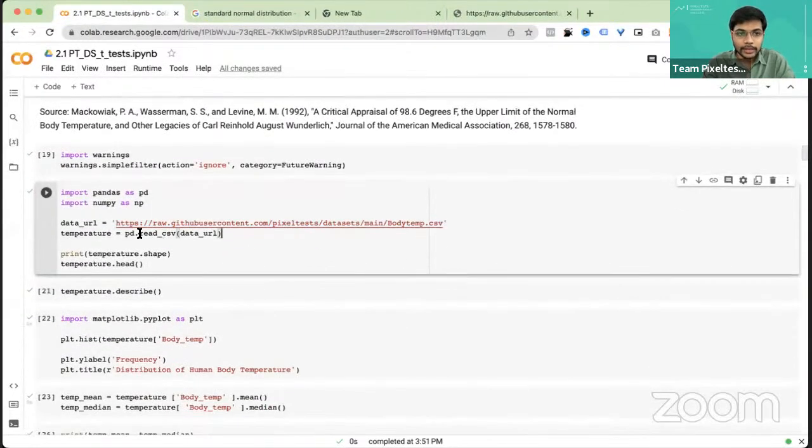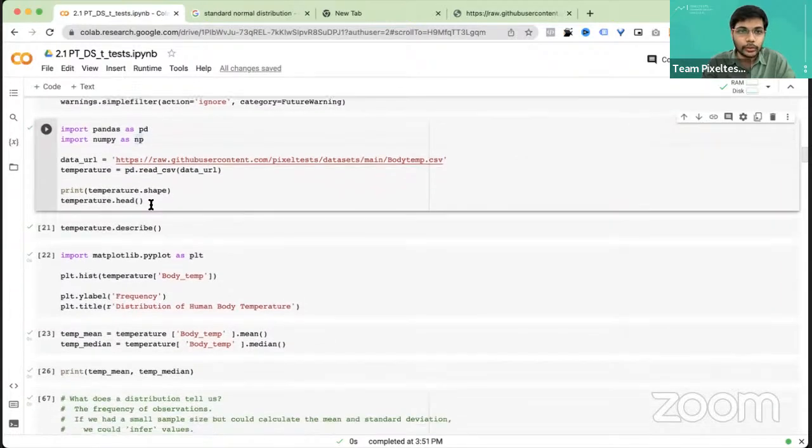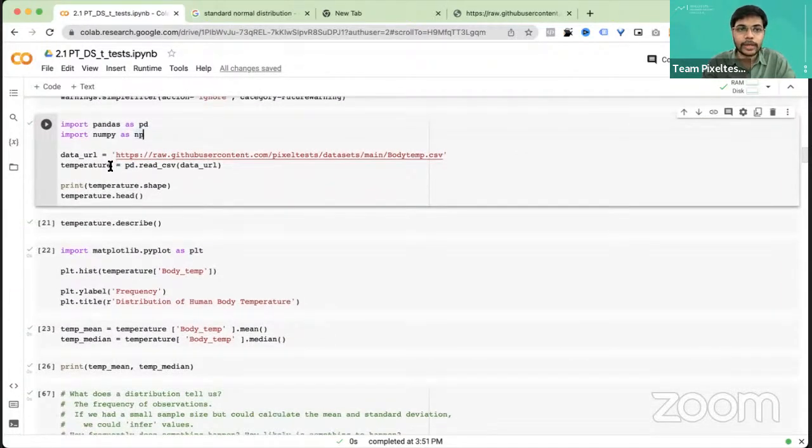So now we are going to import pandas as pd, the alias, and numpy as np. Now what we are going to do here is create a new data frame. The name of the data frame is temperature. We are going to read the CSV from the URL given and load it into the temperature data frame, right? So let us see how many rows and columns we have in this particular temperature data frame by using temperature.shape, and also see the first 5 rows of it, right?